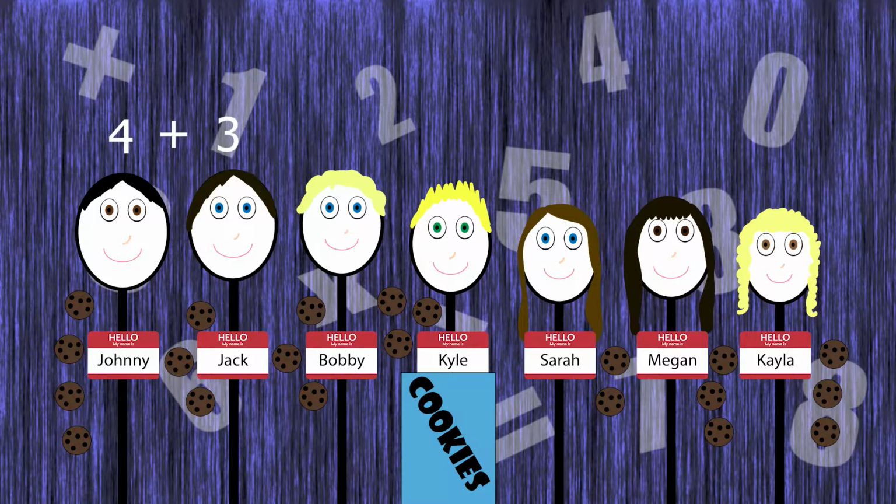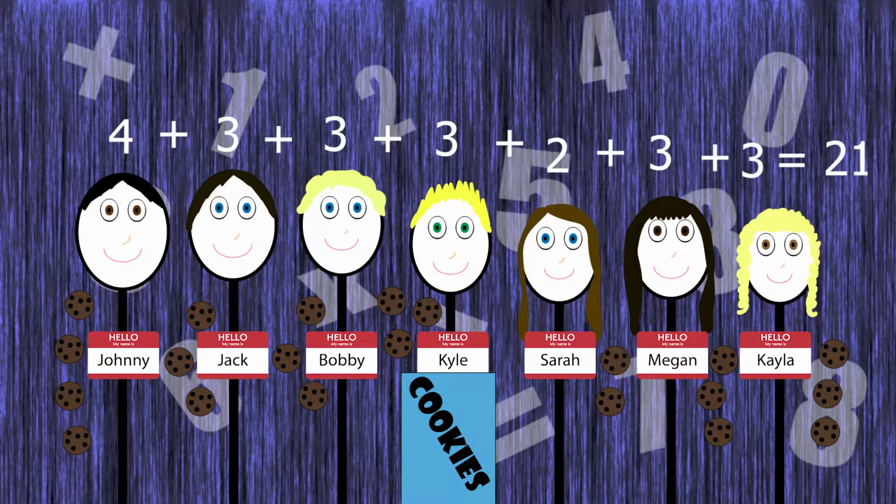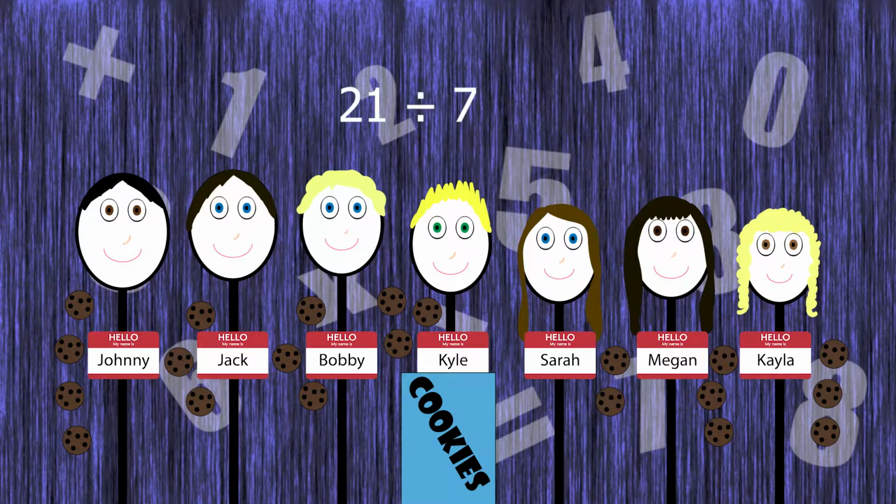4 plus 3 plus 3 plus 3 plus 2 plus 3 plus 3. This equals 21. We have 7 students, so we need to divide 21 by 7. This equals 3, which means our mean must be 3. Since Johnny has one more cookie than Sarah, Johnny can give Sarah one of his cookies. Now everyone has the same amount. This means our mean must be 3 cookies.